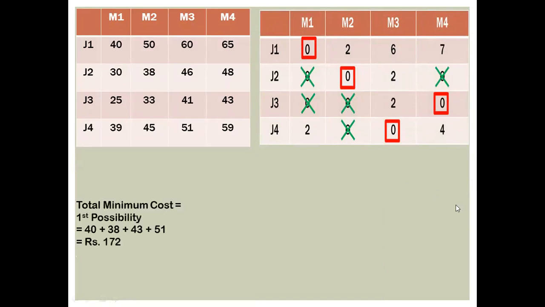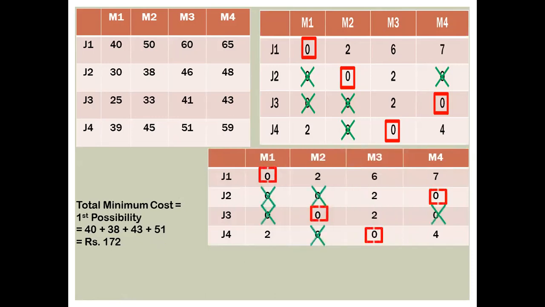For this allocation, the total minimum cost comes to 40 plus 38 plus 43 plus 51, which gives me 172 rupees. As far as the second assignment is concerned, if I add the second possibility as well, that is 40 plus 48 plus 33 plus 51, I get the same minimum cost of 172. So this case is referred to as case of an alternate solution. So I hope class the concept is clear.